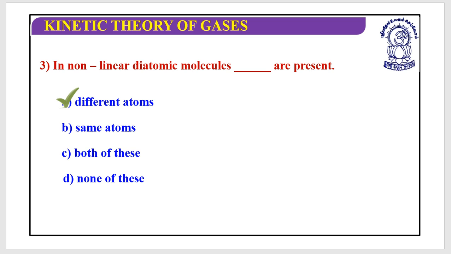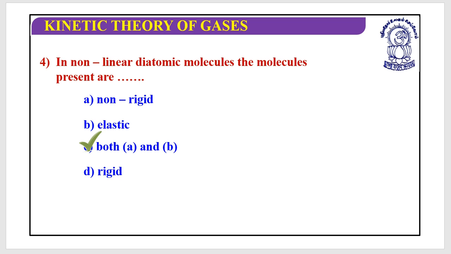Next, in non-linear diatomic molecules, blanks are present. Yes, different atoms are present when we talk about non-linear diatomic molecules. Next, in non-linear diatomic molecules, the molecules present are non-rigid and elastic. Yes, both are correct, both A and B. I hope this is clear.